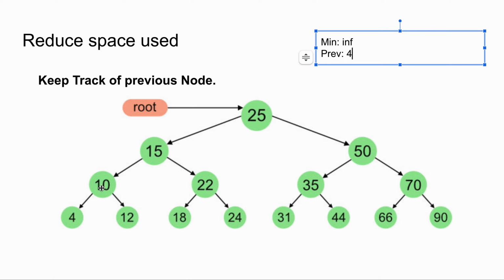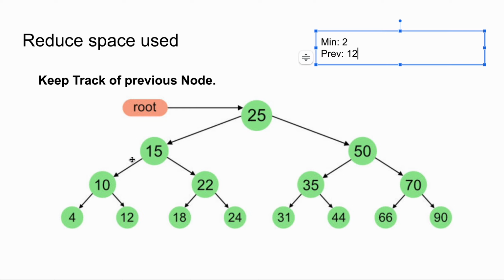Then again we will come to 10. So when you come to 10, is there any previous value? Yes, there is a previous value. So we compute the difference. And what will be the minimum value now? The minimum value will be 6, and we will also change the previous node to 10. Similarly, we go further. We go to 12, and what will be the difference now? The difference will be 2, and we will also change the previous node's value.